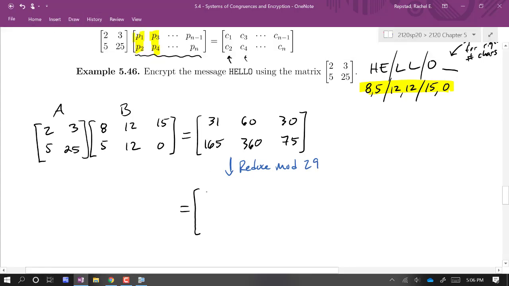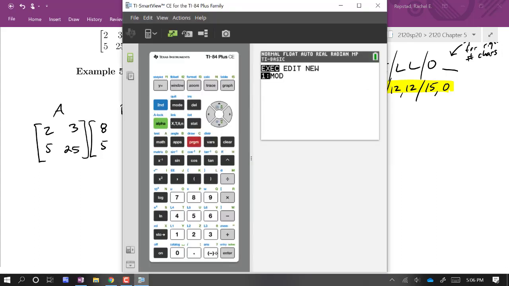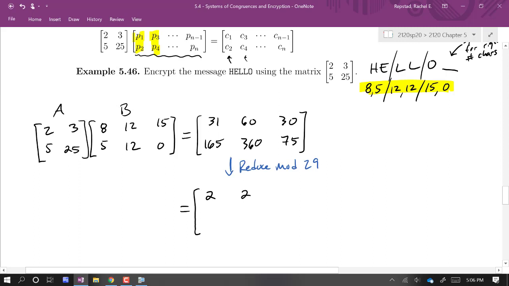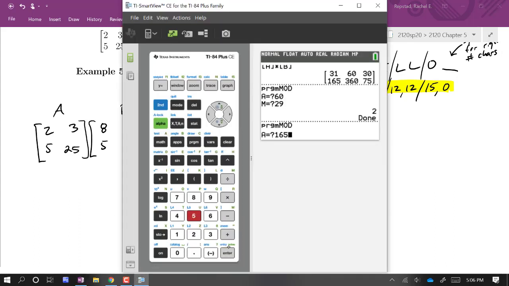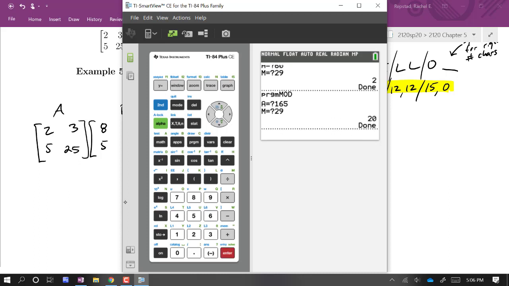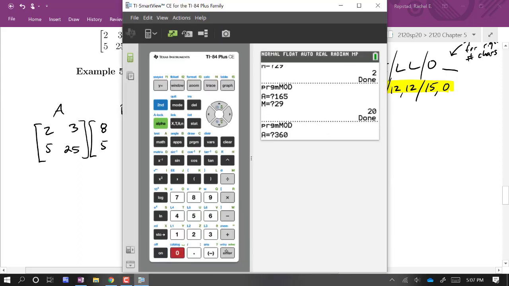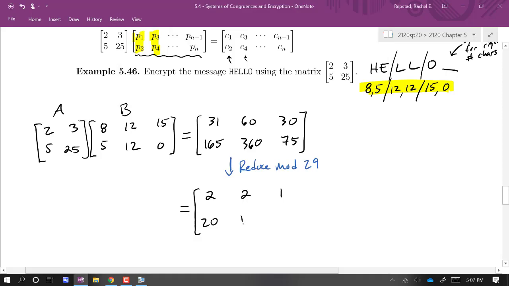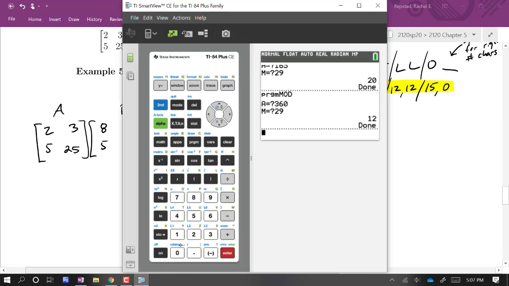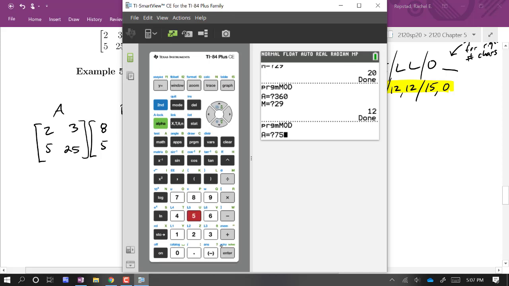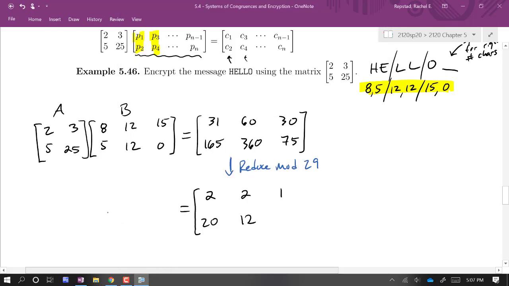So 31, that one's easy, that's 2. And then let me call up the program. 60 mod 29 is 2. 30 mod 29 is 1. 165 mod 29 is 20. 360 mod 29 is 12, and 75 mod 29 is 17.